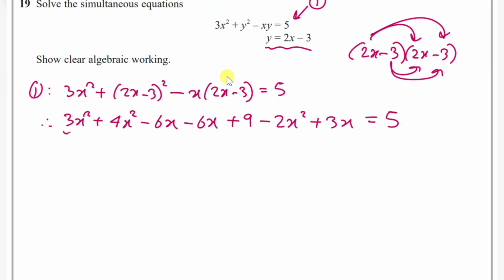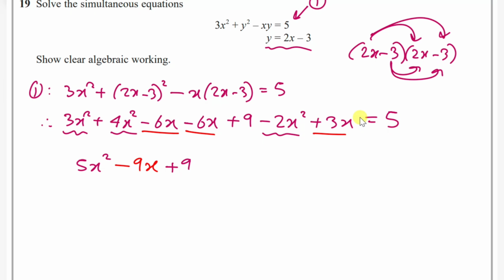So what we have here, we've got 3x squared and minus 2x squared, and plus 4x squared, I didn't even notice that for a second. That's going to give us, so let's see, 3 plus 4 is 7, minus 2 is 5. So 5x squared. Next one, so I'm going to change the colors. So you got minus 6x plus 3x. So that's minus 12 plus 3 is minus 9x. And last one, you got positive 9.